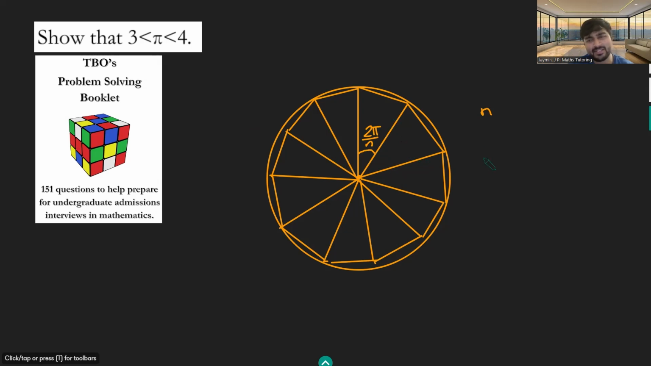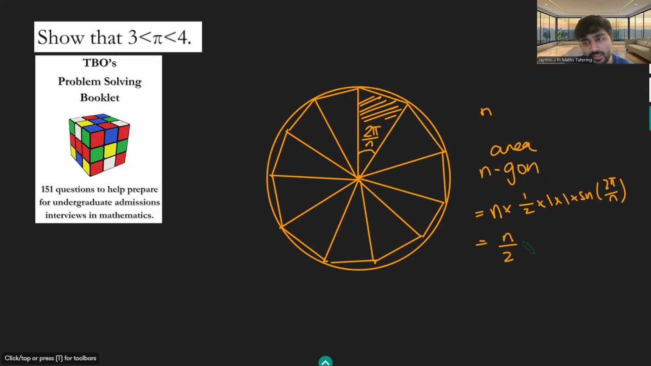So what's the area of this n-gon? The n-gon has area equal to, well, it's just going to be n lots of the area of this triangle. What's the area of that triangle? Well, I can just use a half times a times b times sine of the angle. So it's a half times 1 times 1 times sine of 2 pi over n. And so if we just simplify this, this is just n over 2 times sine of 2 pi over n.